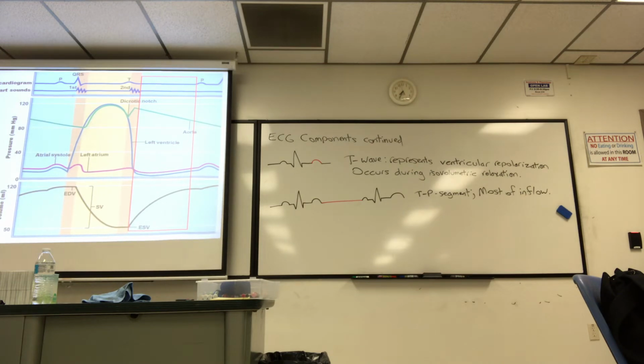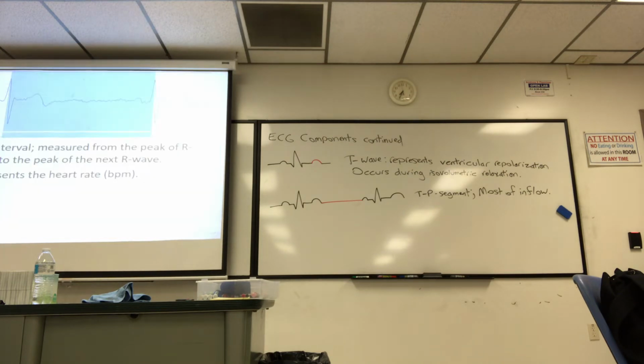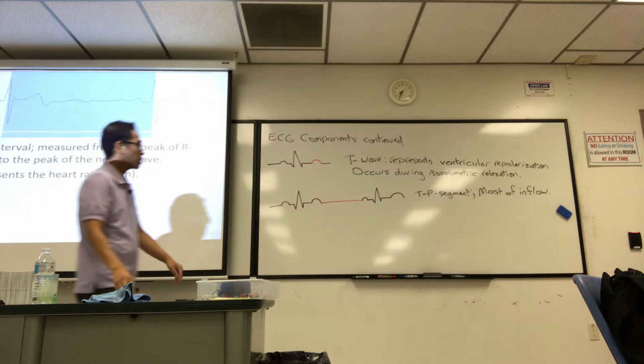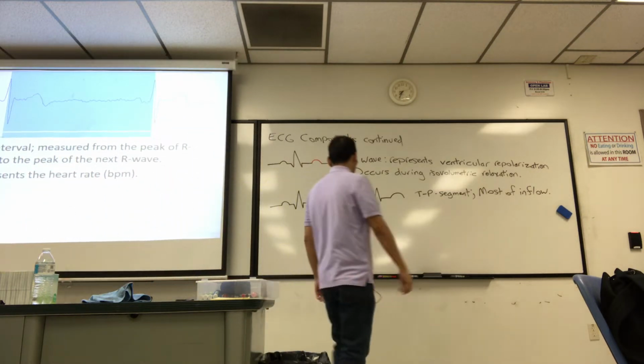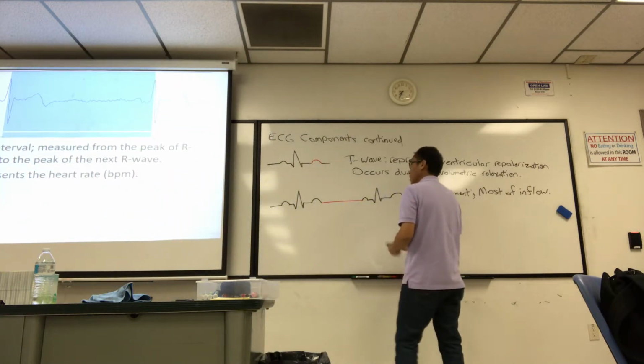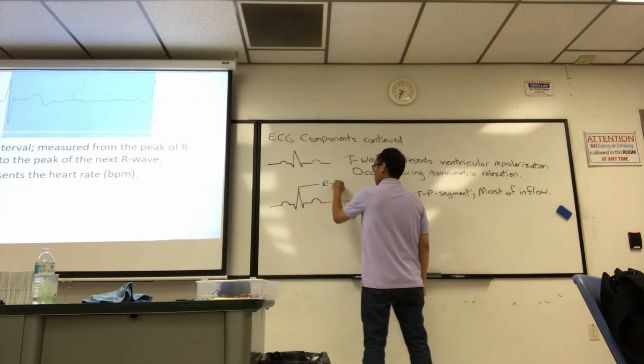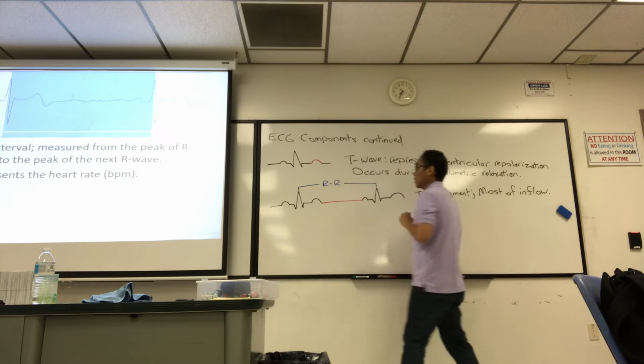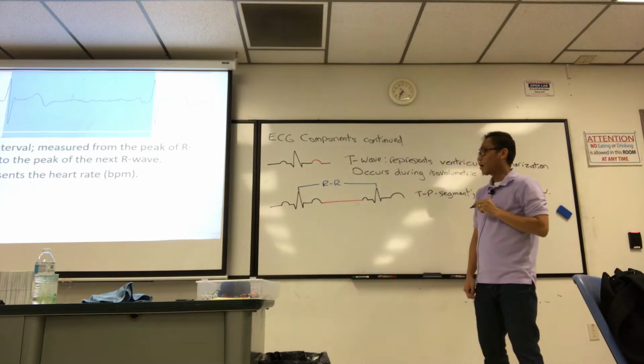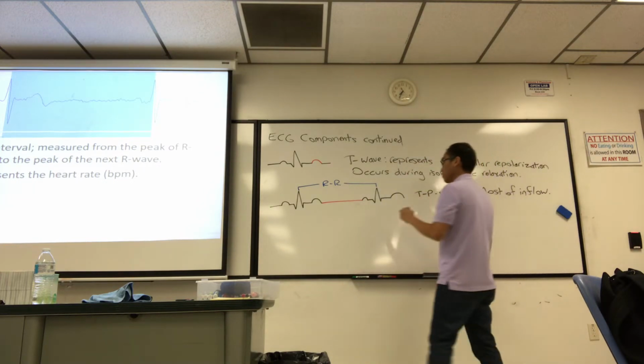One thing you can do is go straight from one R wave to the other R wave. And that represents your heart rate, your BPM. So I'll just kind of add to this. If you measure straight from here to there, R to R, that's your BPM.